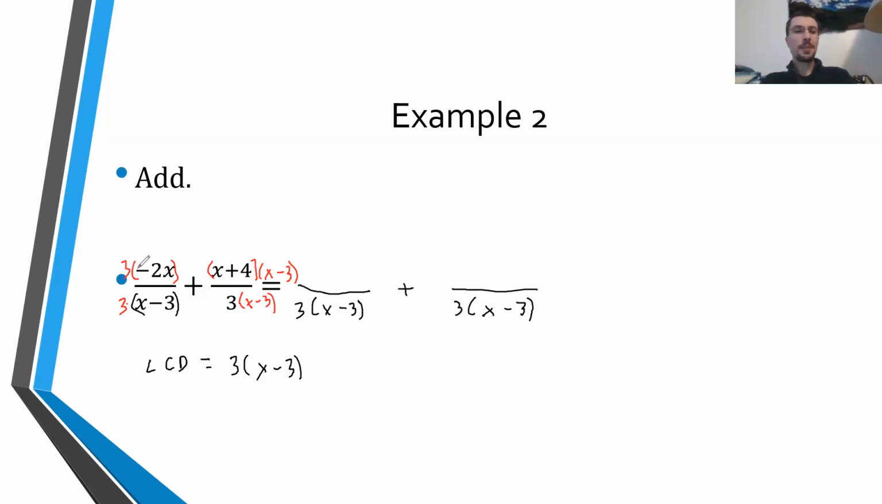For the top of the first fraction, 3 times negative 2x is negative 6x. And for the top of the second fraction, you're going to have to FOIL. X times x is x squared. X times -3 is -3x. 4 times x is plus 4x. 4 times -3 is minus 12.